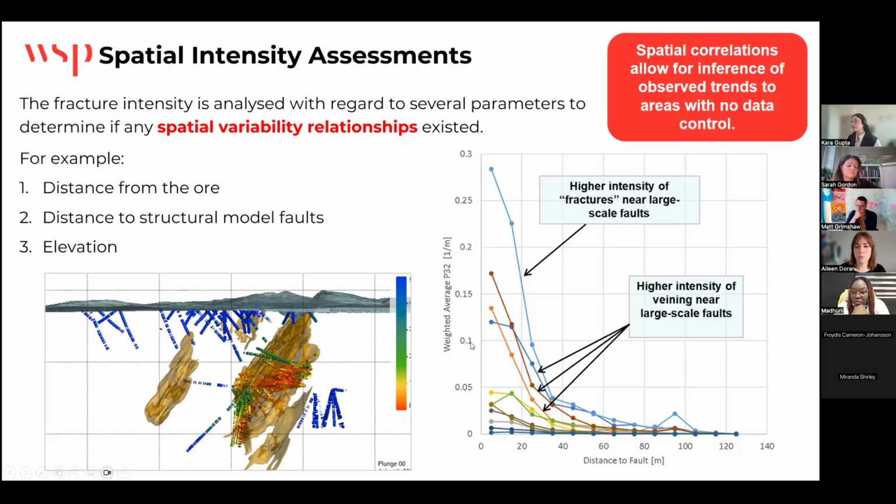Or we can also see the fracture intensity increase with proximity to structural model faults. And we can also look at things like elevation. So these spatial correlations and these spatial relationships also allow for inference of observed trends to areas with no data control, or where data hasn't been collected.